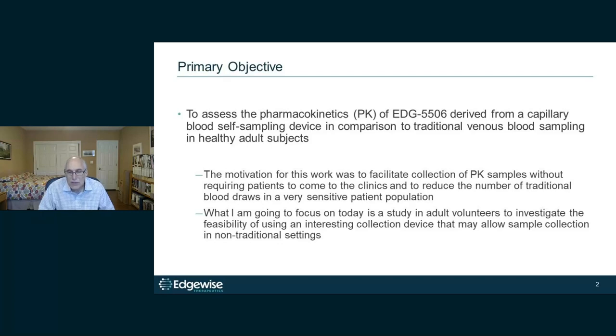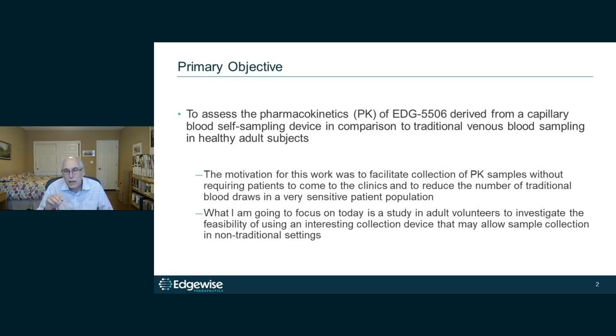But the motivation for us to do this work was to facilitate collection of PK samples without requiring our patients to come into clinics, and to reduce the number of traditional blood draws in a very sensitive patient population. And I'll go into that in a minute. So what I'm going to focus on is a study in adult healthy volunteers, so not a pediatric population, because this is where we were evaluating this technology and the data that we get from it.